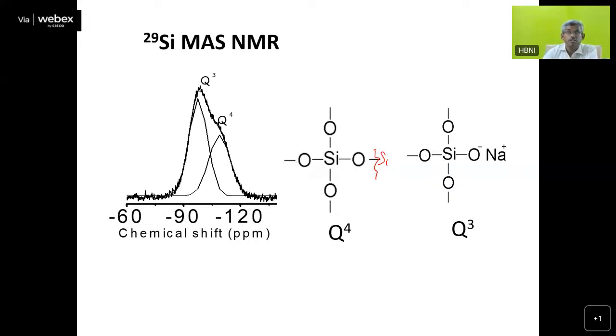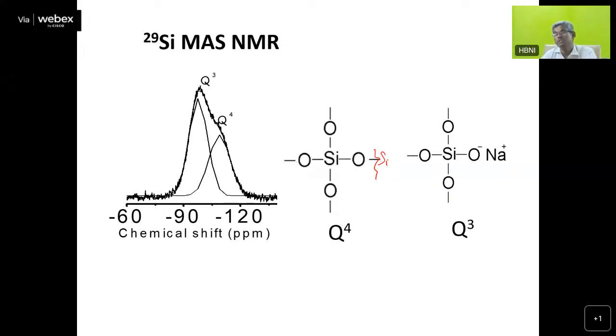Another important aspect: once a bridging oxygen atom gets converted to a non-bridging oxygen atom, what happens? The rigidity of the glass changes, because here one silicon is pulling 4 oxygens and these 4 oxygens are also pulled by another silicon. But the moment you cut this bond, you generate a non-bridging oxygen atom, and the pulling power or the rigidity decreases. This rigidity has a direct influence on the thermal expansion coefficient and elasticity of the material. So by estimating the Q4 and Q3 structural units, we can relatively predict what will happen to the thermal expansion coefficient and the elasticity parameter of the glass, etc.